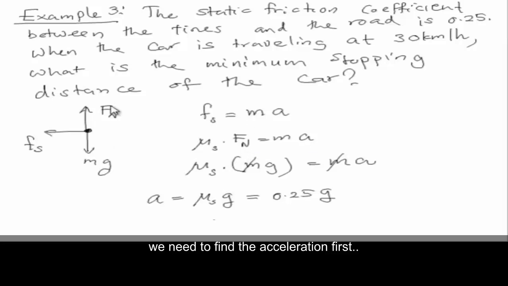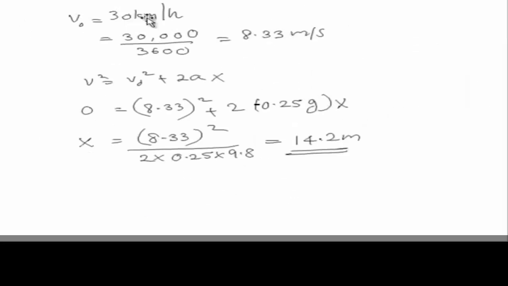But we know that normal force Fn is equal to mg because there is no acceleration in that direction. So if we plug mg here, we get mu s mg equals ma, and we can cancel m. So the acceleration would be mu s times g. So that's 0.25 times g. Then we need to use kinematic equations to find the actual stopping distance. First, we need to convert 30 kilometers per hour into meters per second. So that becomes 8.33 meters per second.